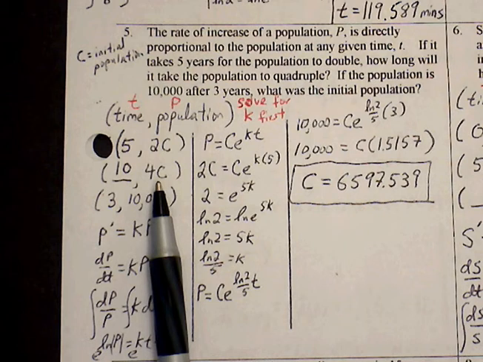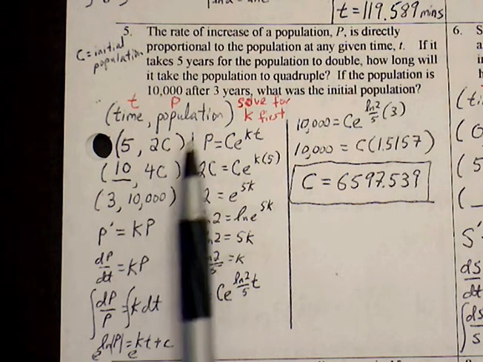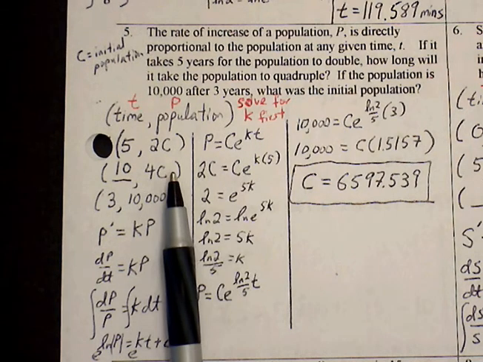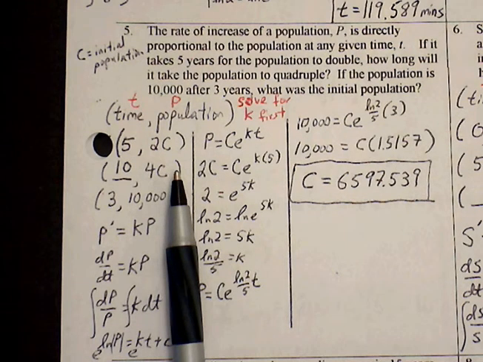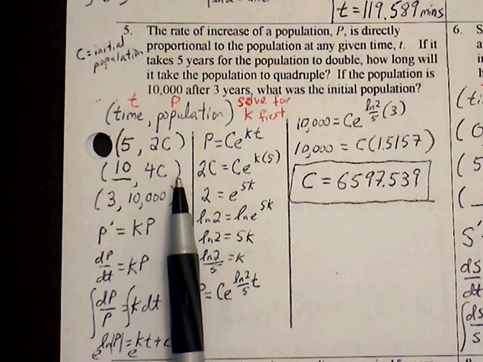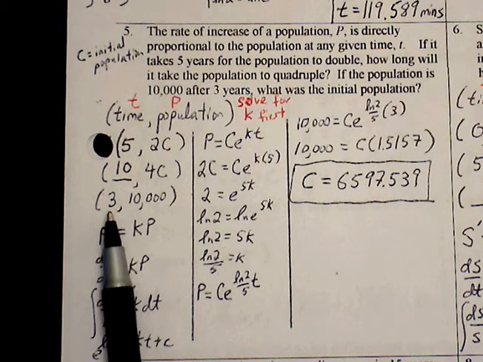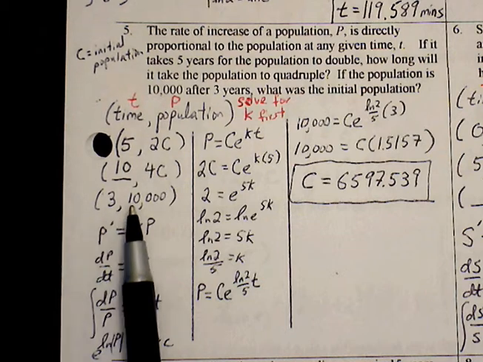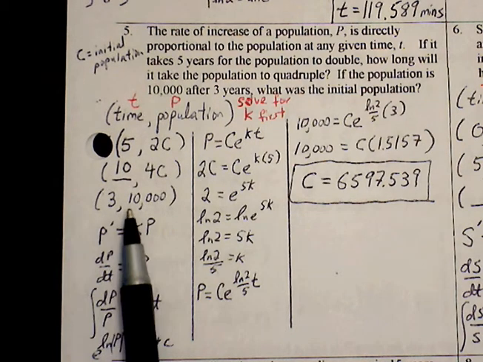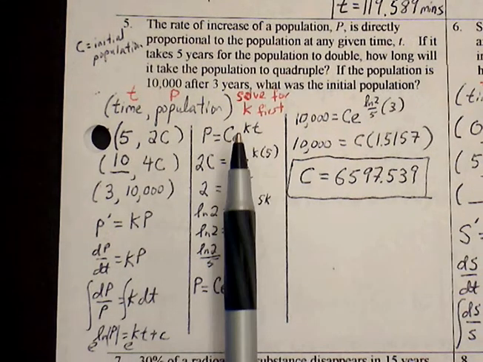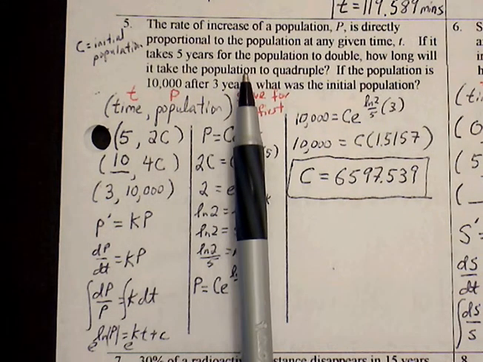So we don't have to do much calculation there for this portion. And if the population is 10,000 after 3 years, what's the initial population? We also have the information that after 3 years, the population is 10,000. Okay, so let's see if we can create our differential equation.